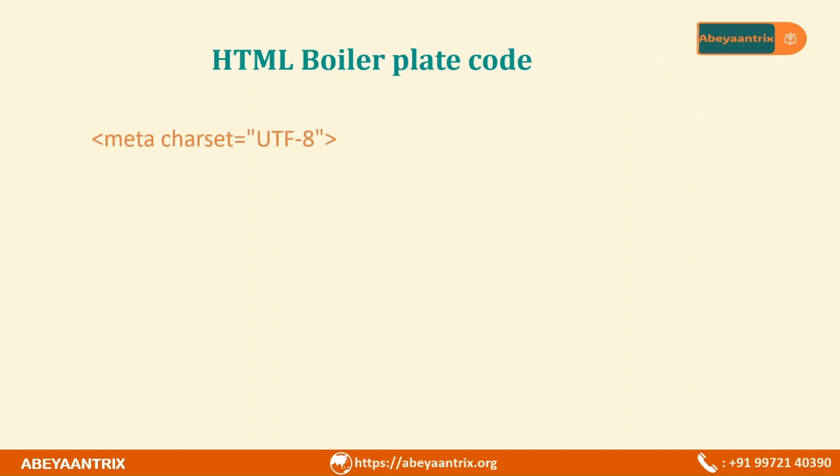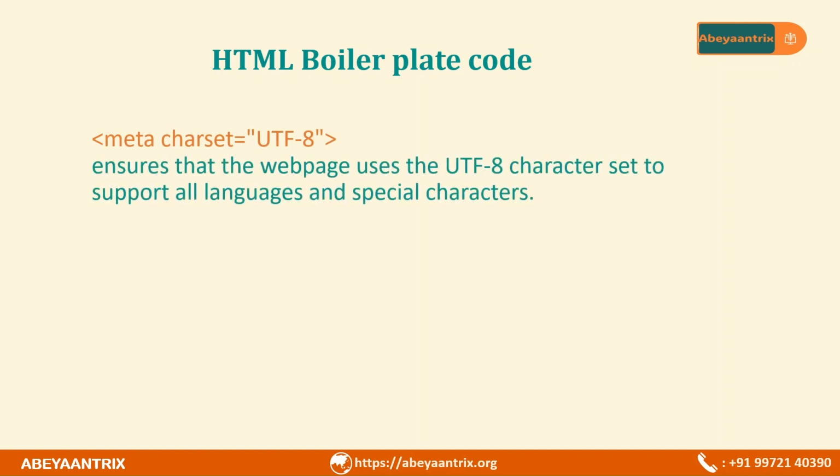As I explained in the boilerplate code, meta charset is equal to UTF-8. I think you have understood properly, but once again I'll explain the point. It ensures that the web page uses the UTF-8 character encoding. It supports all languages and special characters. So for special character understanding, we are using this one. For example, a computer only understands binary language, right? So when you write code, it is compiled into machine code, meaning zeros and ones. So it understands only binary codes.